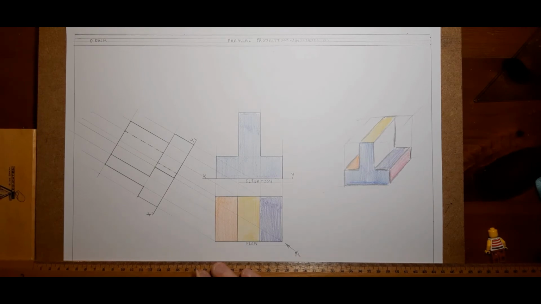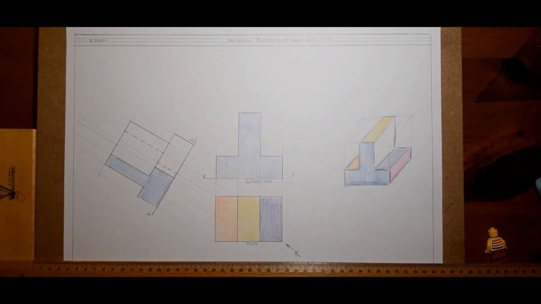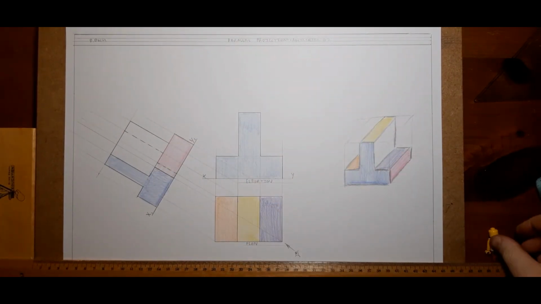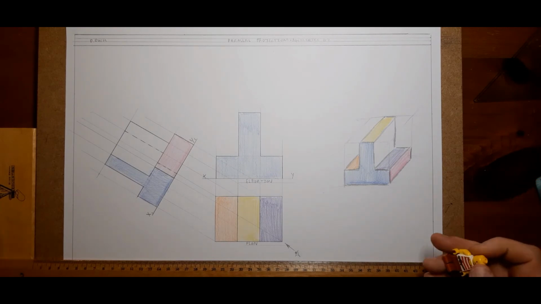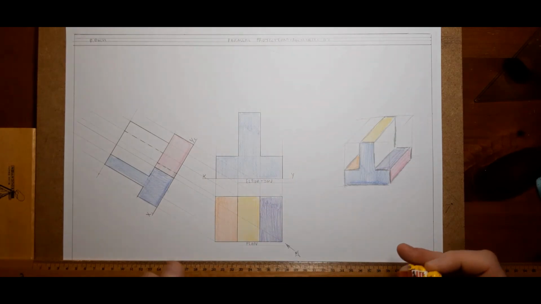And that is our auxiliary or another elevation drawn. Now I'll just colour it in for a moment to help with the visualization. And that is it drawn. So we left that face there white, that surface or face, we left it white over there as well.